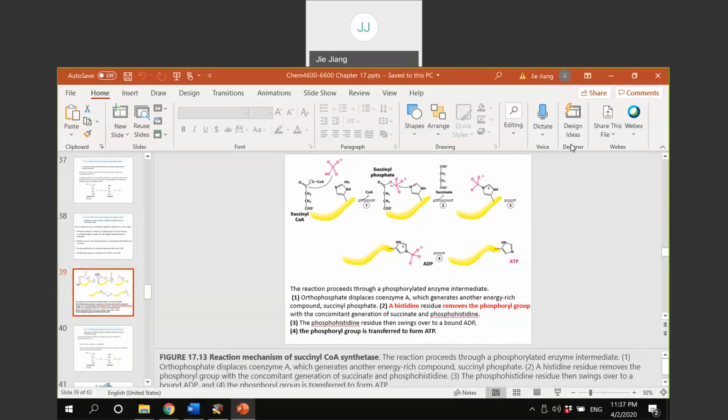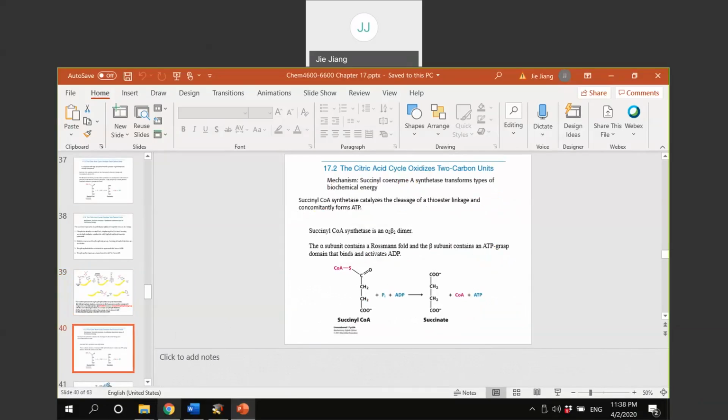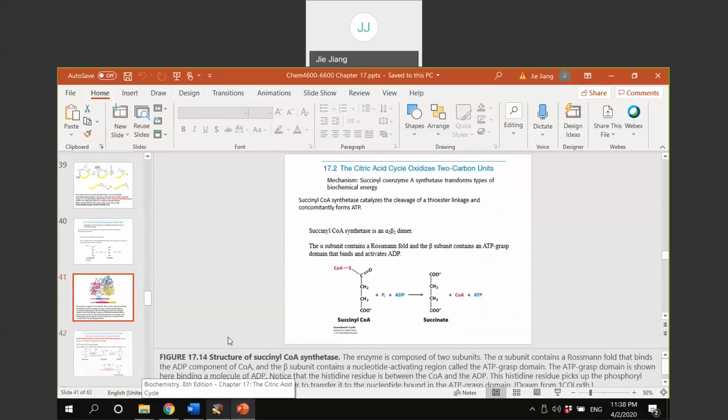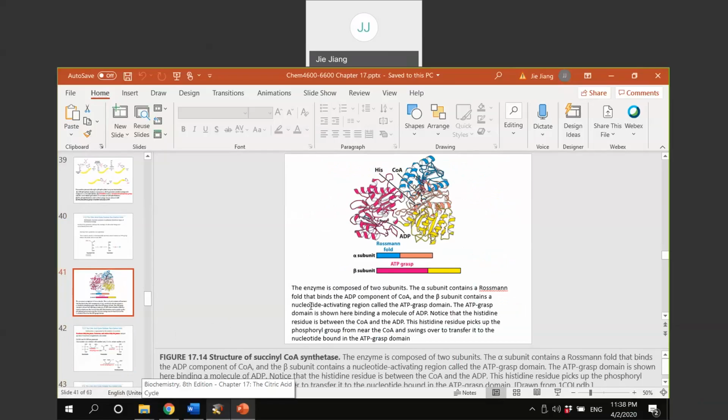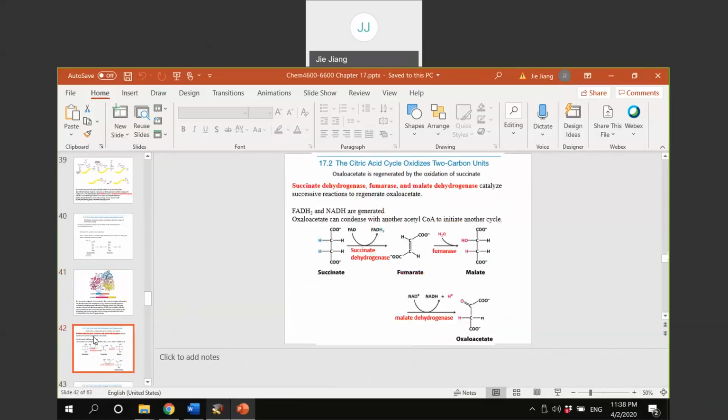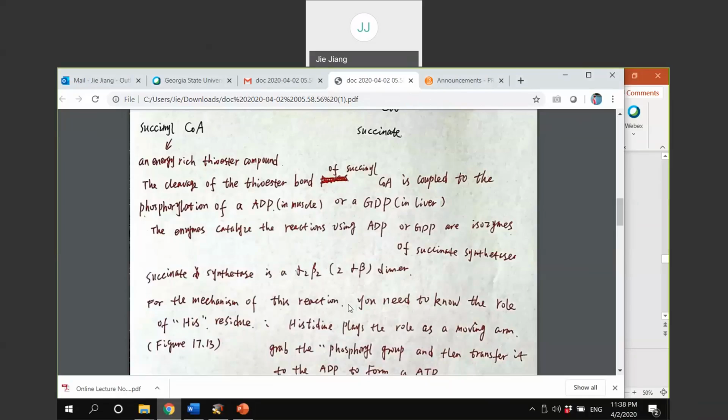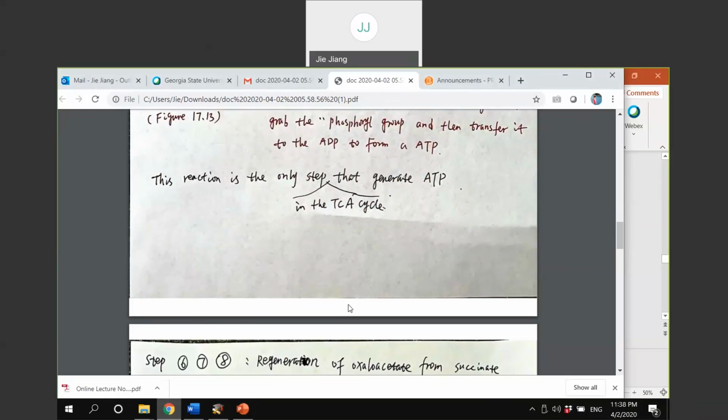So for this mechanism, you need to know the role of histidine. It's like a transporter, right? Swing transporter. Grab phosphate and then transfer it to ADP. And also you need to know the structure for the enzyme. So that is for step 5.